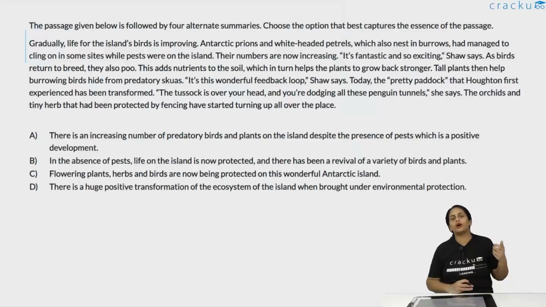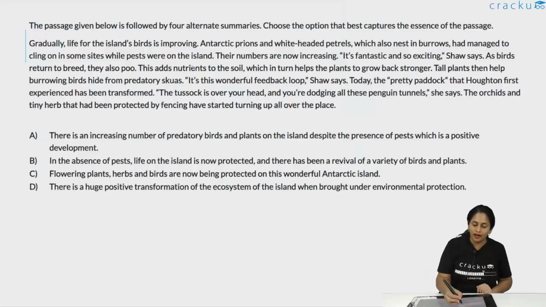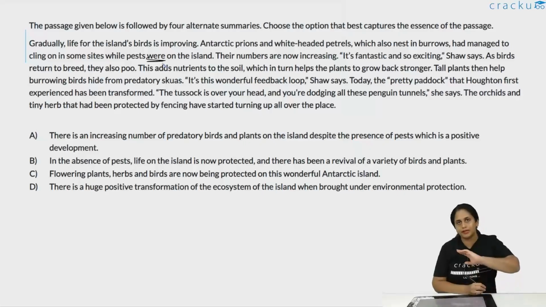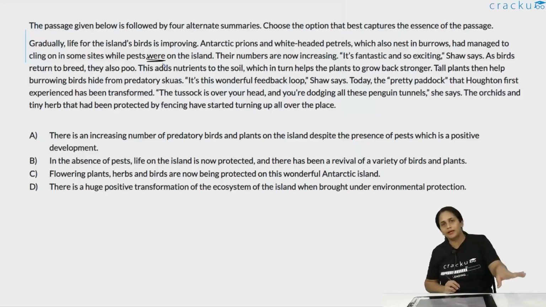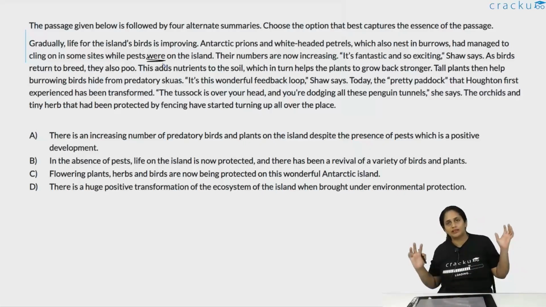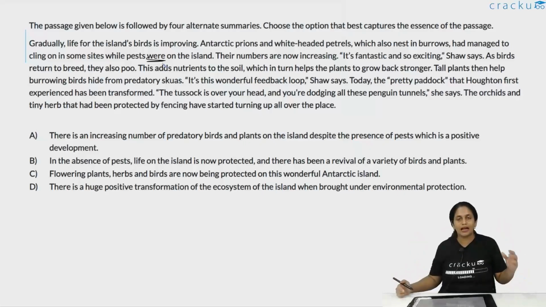So firstly, what the paragraph is saying is that life for the island's birds is improving. So the bird life is improving. Why is the bird life improving? Somehow these birds had been able to cling on to life while the pests had invaded the island. "Were on the island" means that the pests are no longer on the island, and now that the pests are gone, what has happened? The birds have come back in full flow. Because the pests are gone, the numbers of the birds are increasing, and there is a positive feedback loop.